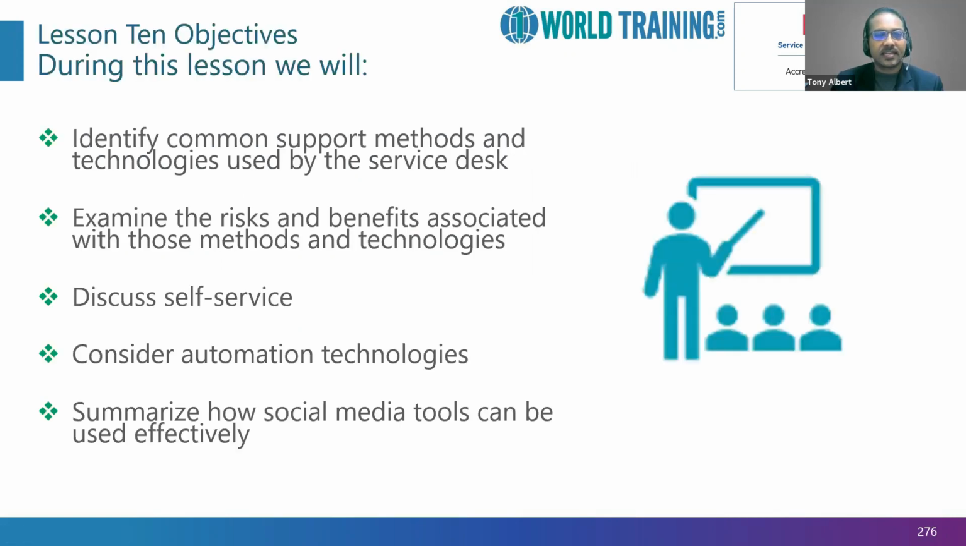In this lesson, we will identify common support methods and technologies used by the service desk, examine the risks and benefits associated with those methods and technologies, discuss self-service, consider automation technologies, and lastly, summarize how social media tools can be used effectively.